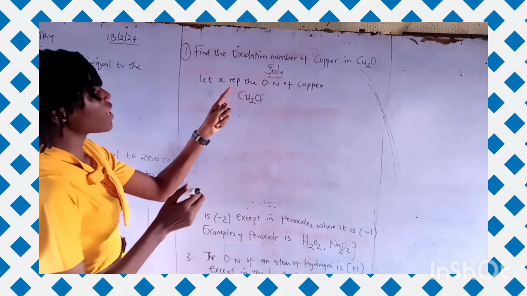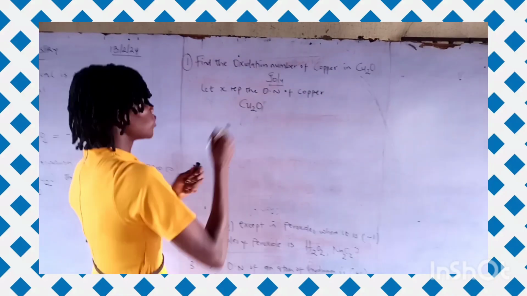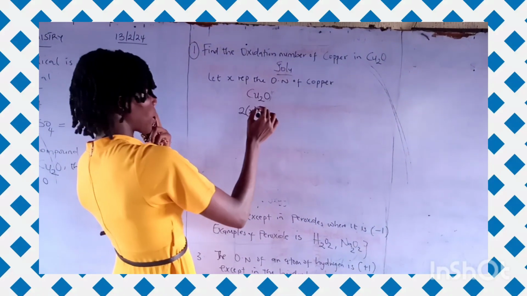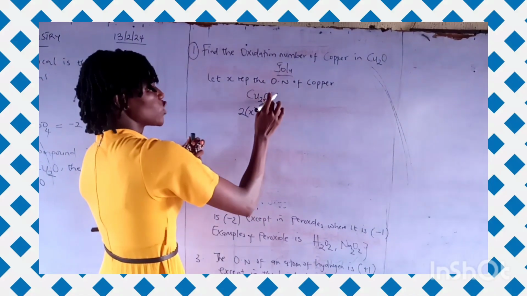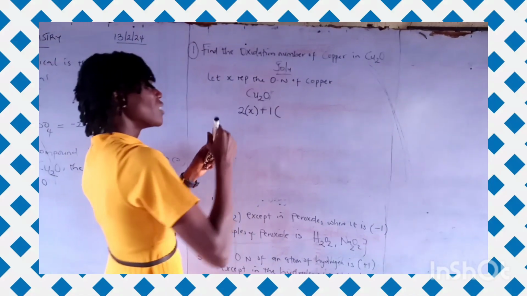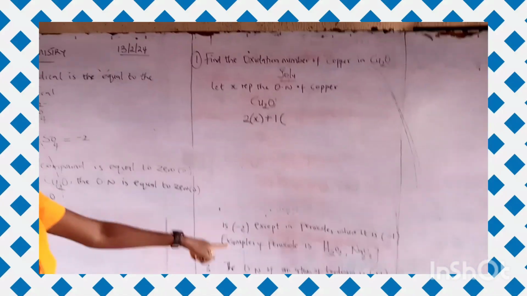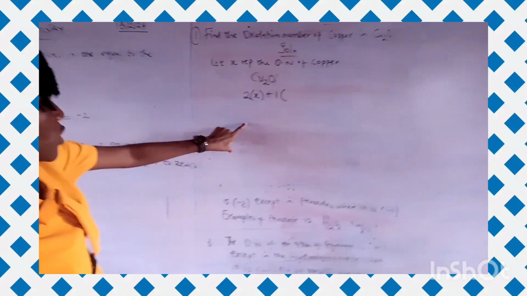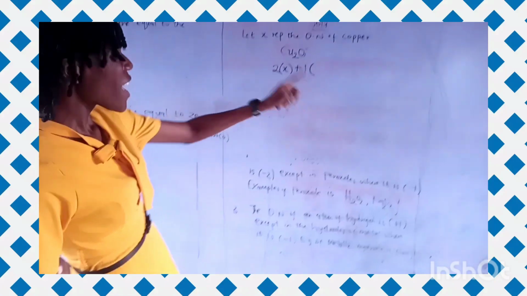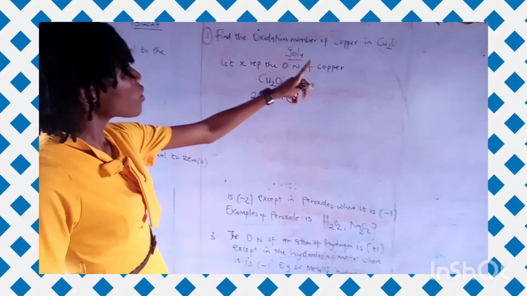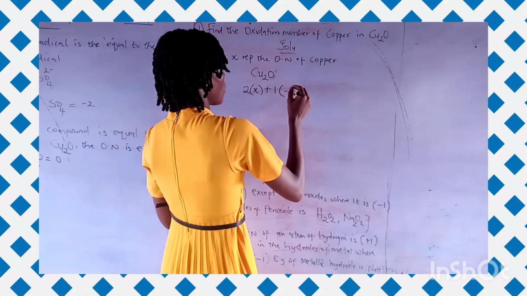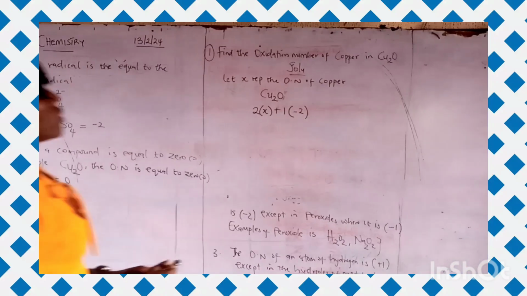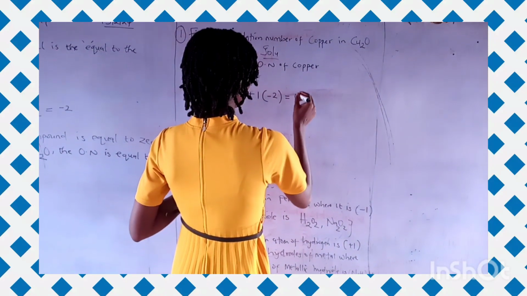So what do we do? We say let X represent the oxidation number of copper. So we apply this mathematically. 2 times X, that's representing copper, plus, so we know there is 1 here, 1 into brackets. Now for oxygen, if you remember rule 2, oxygen in a combined state is minus 2, except in peroxide. So in this case oxygen is minus 2, and it is equal to 0 based on rule 5.